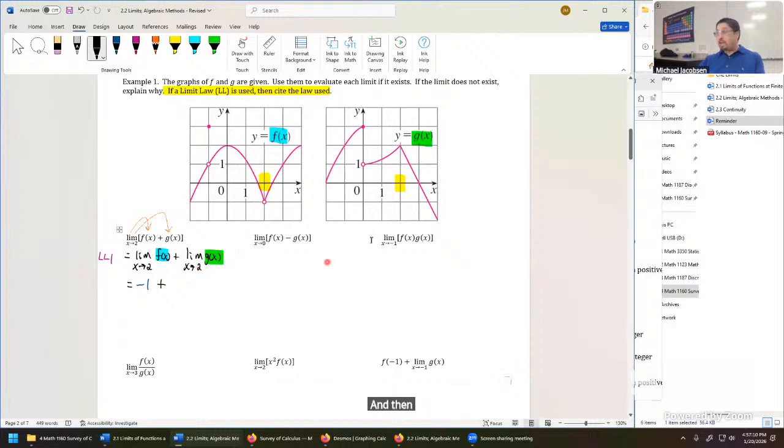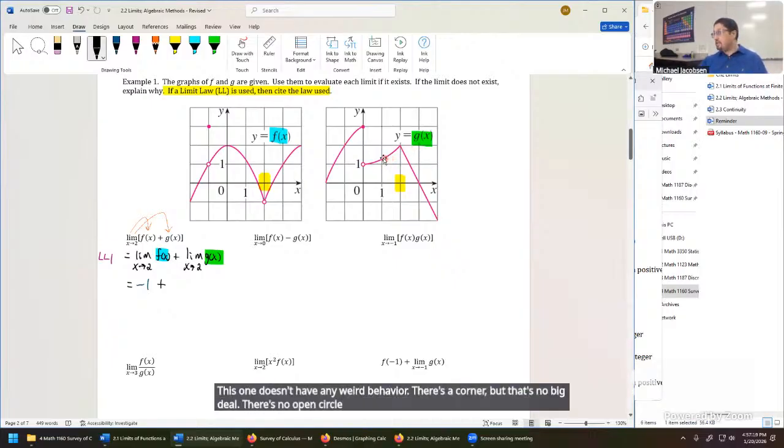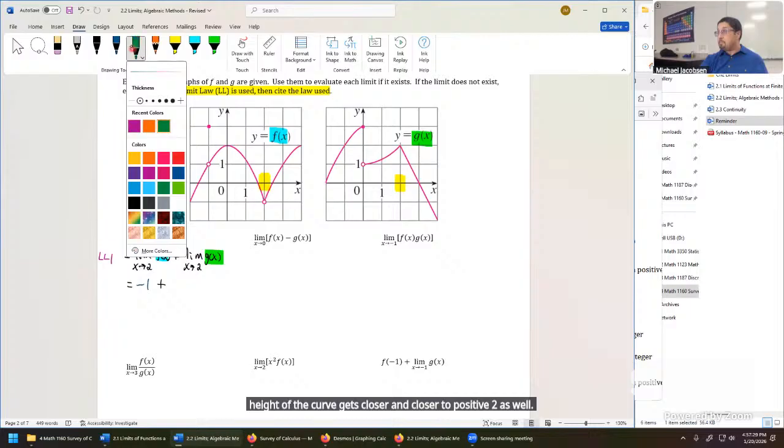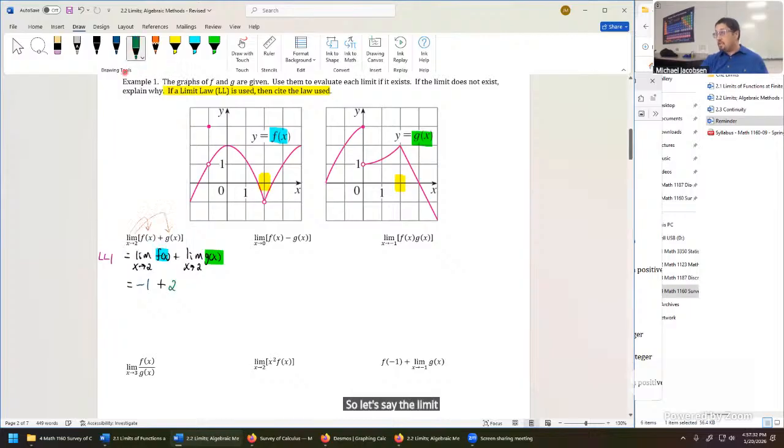And then for the g of x graph, we're going towards 2. This one doesn't have any weird behavior. There's a corner, but that's no big deal. There's no open circle or other problems. As we get closer and closer to +2 on the x-axis, either from the left or the right, the height of the curve gets closer and closer to +2 as well. So let's say the limit on this one is just 2 itself. And so the value on this whole thing is a limit of 1.